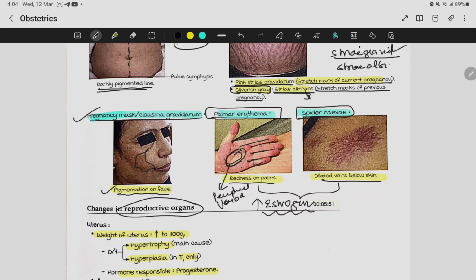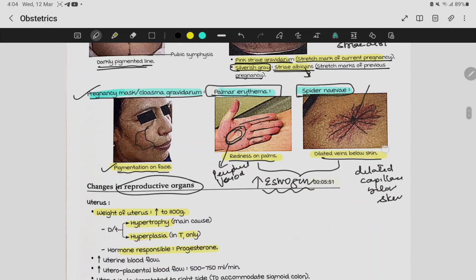Whereas spider nevi is nothing but dilated capillaries, especially below the skin. It will have a central arteriole with a dilated spidery leg appearance. So it will be like this. If you press the center, you will see blanching, and if you leave it, then you will see the blood coming from the center to the periphery.